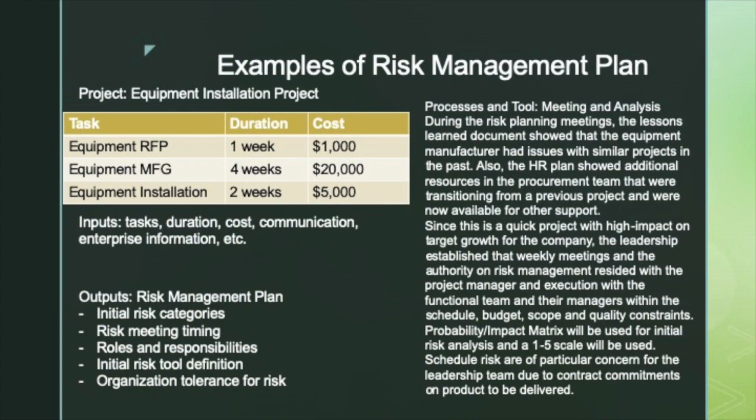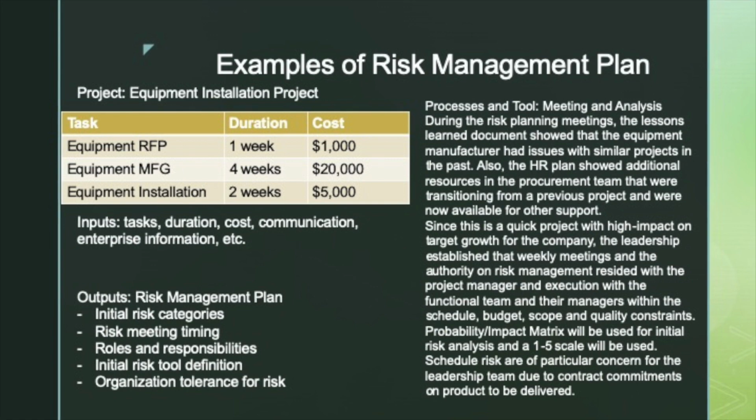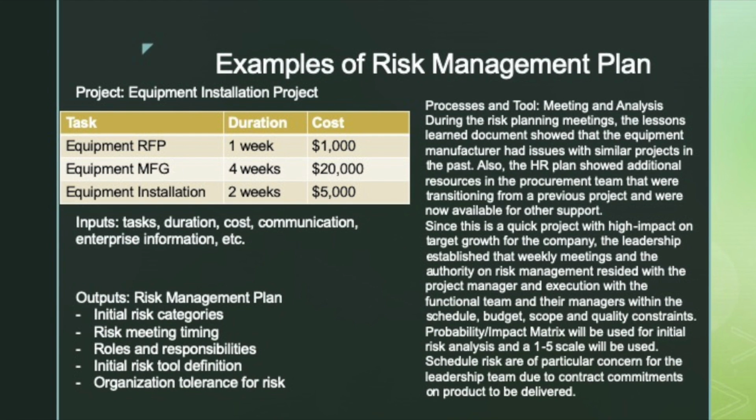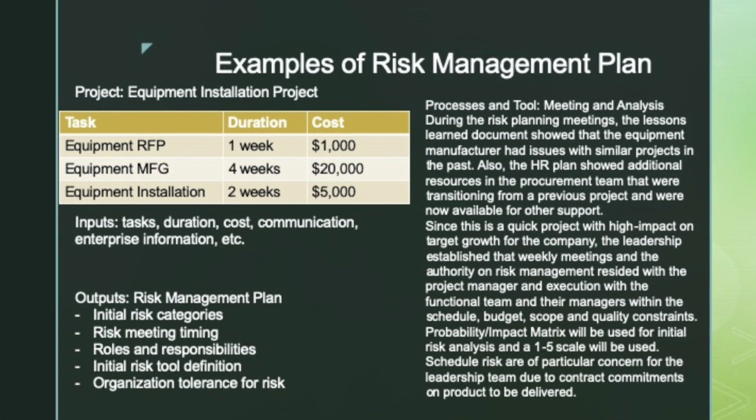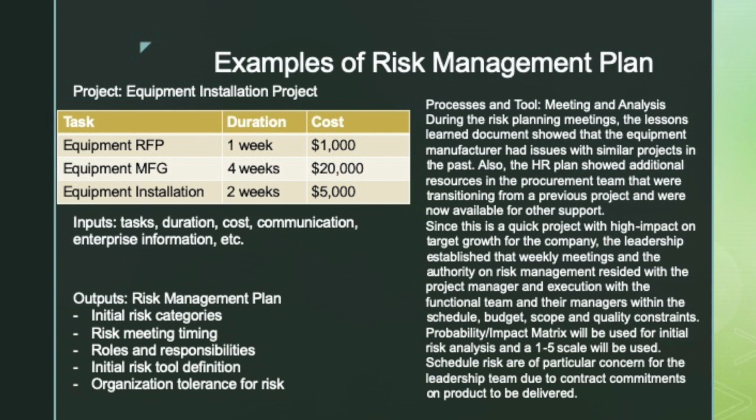Now that's the process for creating the risk management plan. Now let's take a look at how it might look in real life. In this week's example, we're going to continue talking about the equipment procurement, manufacturing, and installation project. The inputs into the risk management plan are the tasks, duration, cost, communication, enterprise information, among others. The processes and tools that we discussed already are the meeting and analysis.